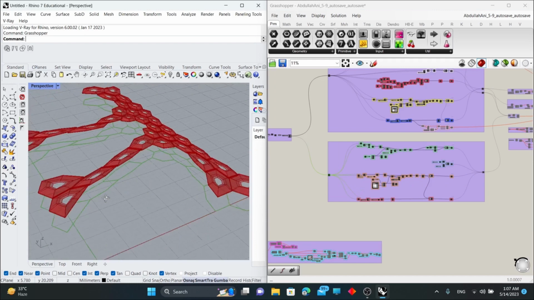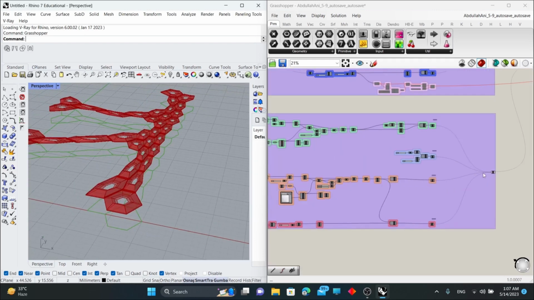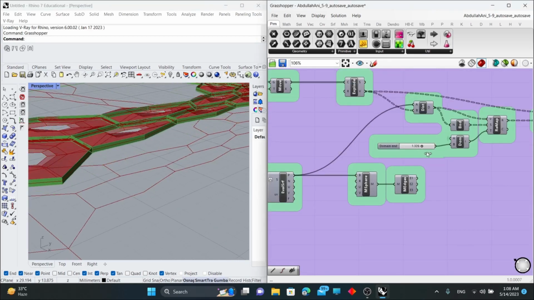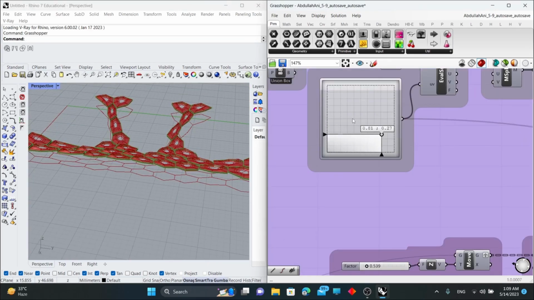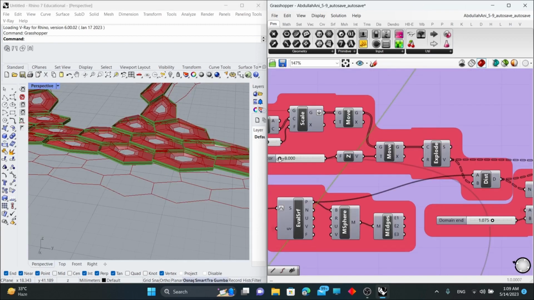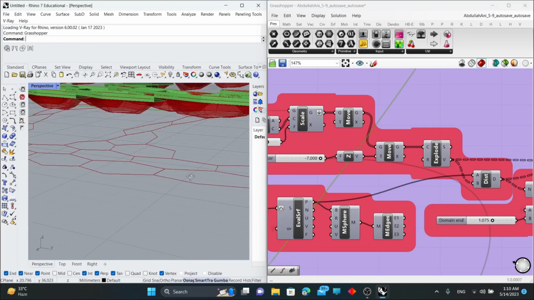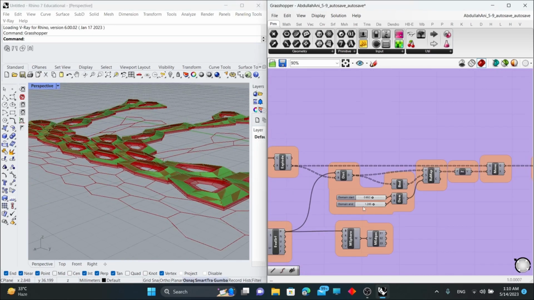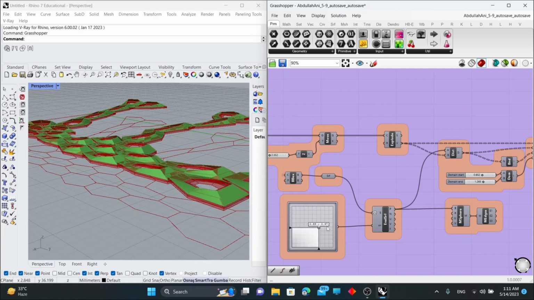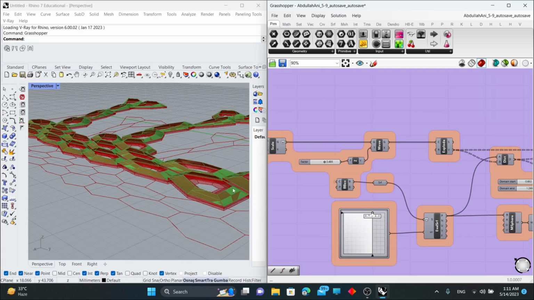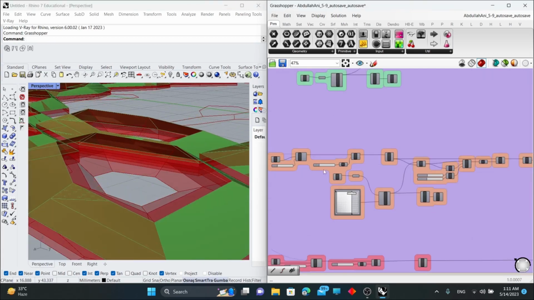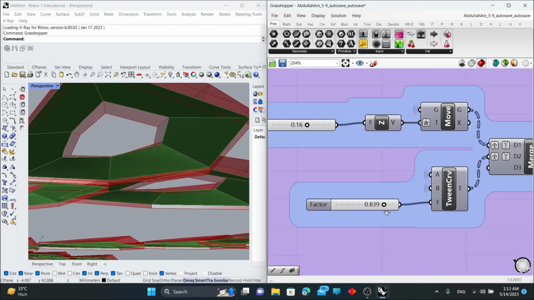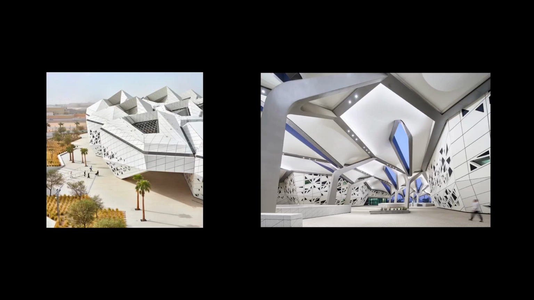And this is the unit with four faces and its changeable faces. And now for the details.